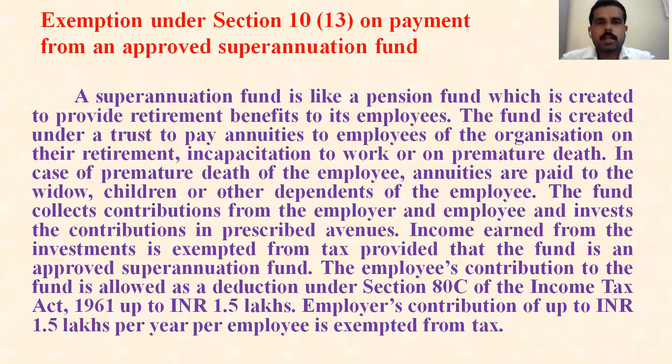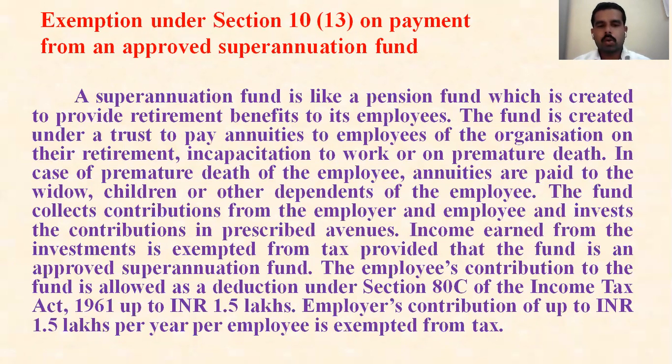Exemption under section 10 subsection 13 on payment from an approved superannuation fund. A superannuation fund is like a pension fund which is created to provide retirement benefits to employees. The fund is created under a trust to pay annuities to employees of the organization on their retirement, incapacitation to work, or on premature death. In case of premature death of the employee, annuities are paid to the widow, children, or other dependents of the employee. The fund collects contributions from the employer and employee and invests the contributions in prescribed avenues. Income earned from the investment is exempted from tax provided that the fund is an approved superannuation fund.